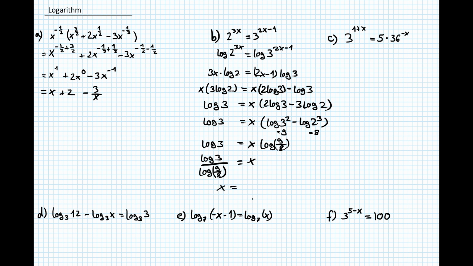If you want to rewrite it, you can use the 7th log law on changing the base, and that will be log to the base of 9/8 and 3 here. But this way is also fine. Alright, let's go to the next one. In this case, we can use our log laws again.